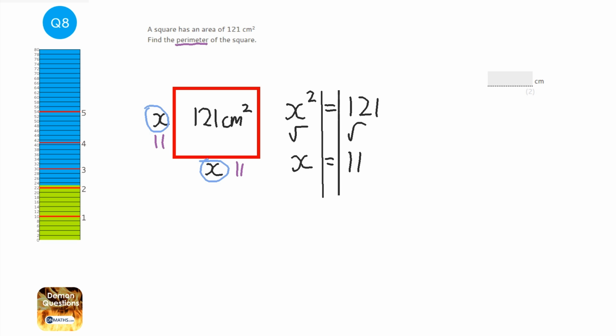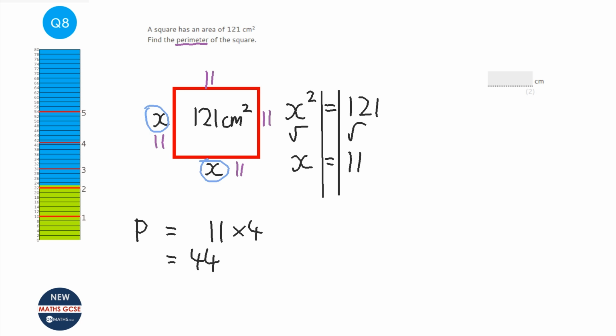So I know perimeter is the distance around the square, and each side is 11. So it's 11 plus 11 plus 11 plus 11, or 11 times 4, which is the perimeter, which is 44. So the answer is 44 centimeters.